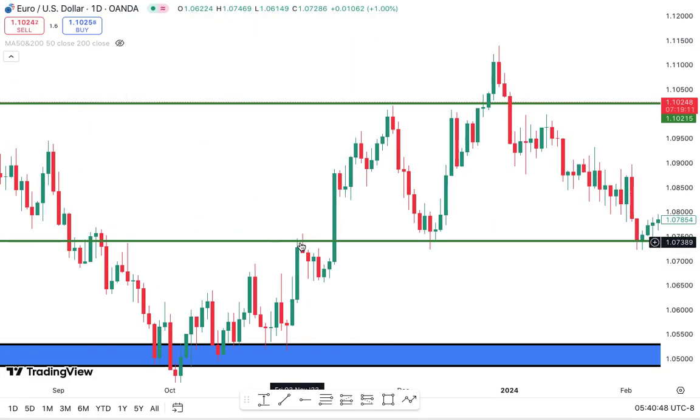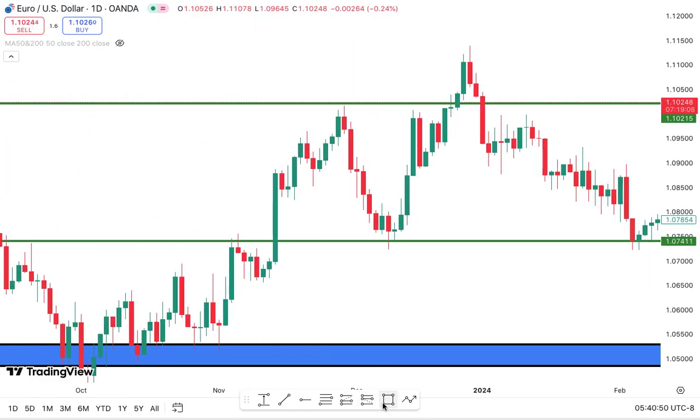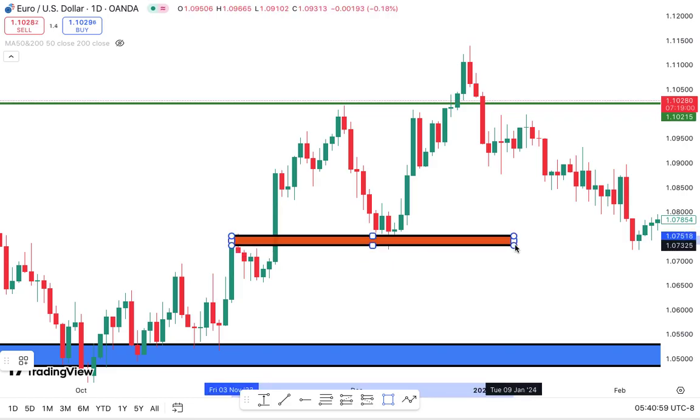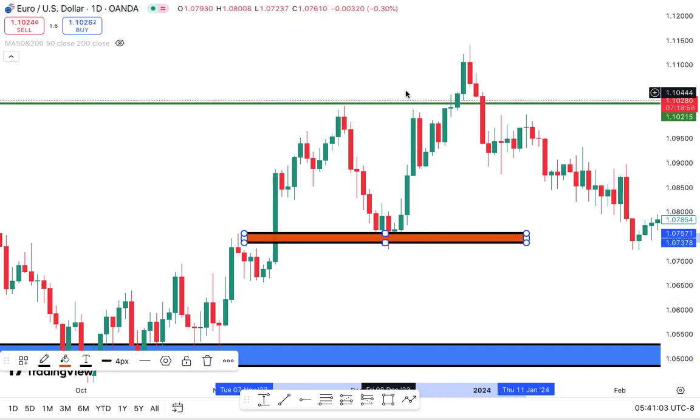Yeah, so you want to watch it out nicely. Now I don't like to use horizontal rays for my levels. I like to use actual levels. So just in case you're watching this, let me just use this properly. This is what it ought to look like here. This is your level that got broken out significantly. Then this is the pullback here.